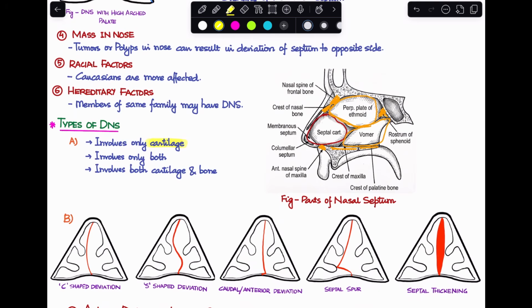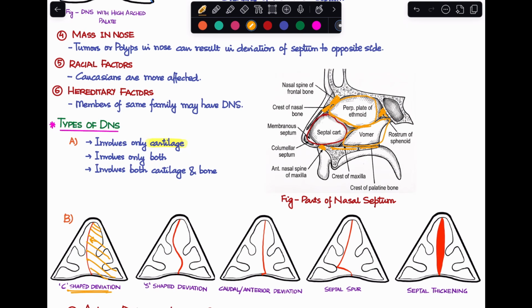In our second classification, this is based on how the septum looks like. So let's look at the images and we'll talk about each one of them. We can have a C-shaped deviation. In C-shaped deviation, what happens is, as you can see in the image, the nasal septum gets deviated in a C-shaped manner to one side. As a result of which, you can see that the nasal cavity becomes wider on the concave side. And because the nasal cavity has become wider on the concave side, we'll have more airflow happening over here.